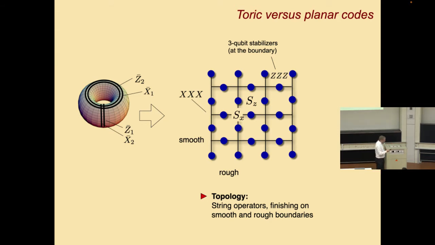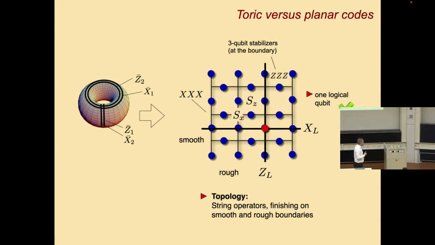Right, and now we can again look for logical operators. We can again introduce here a Z-type string operator going from the top to the bottom, and here an X-type operator going through the plaquettes from the left to the right. You can verify that they commute with the stabilizers. And as you see, they again also cross in a single point. So they are valid logical operators.